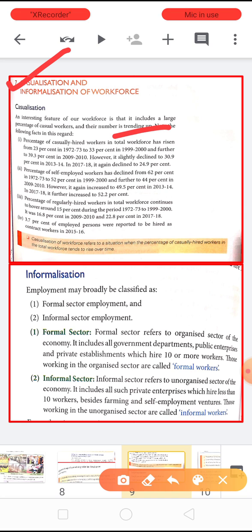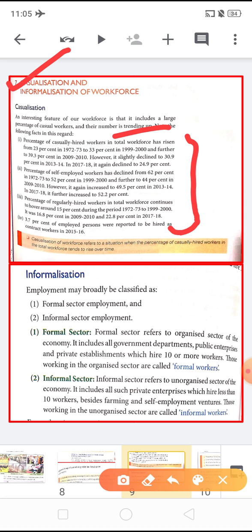So here is shown the total percentage of casual hired workers in the total workforce, which rose from 23% in the year 1972-73 to 33% in 1991, and this percentage increased further to 39.3% in 2009-10, but it slightly declined to 30.9% in 2013-14, and at last it also declined to 24.9% in 2017-18.